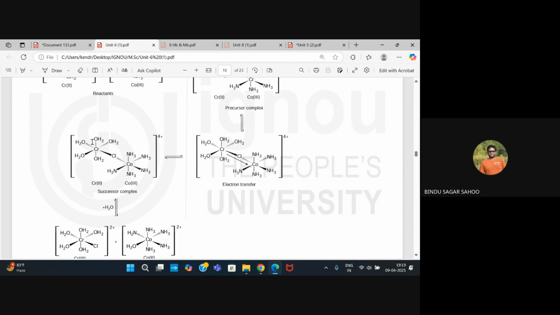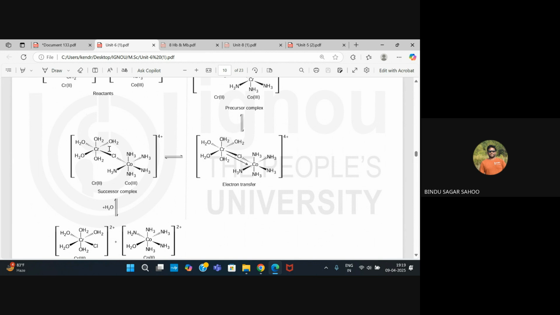You can see here, when this is chromium plus 2, that means it contains d4 electronic configuration. When the d4 electronic configuration is present, you can check the crystal field activation energy, it will be positive. But when it donates an electron, it now possesses d3 electronic configuration. Its oxidation state is plus 3. For the d3 electronic configuration, the crystal field activation energy value is negative. That means chromium behaves like an inert complex. Now it will behave like an inert complex.